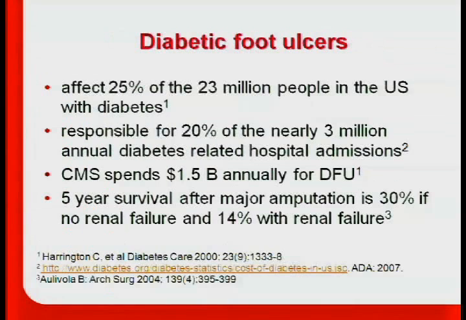It's responsible for nearly 20% of the 3 million admissions among patients with diabetes. It's estimated, and this number is probably low, I've seen anywhere from $1.5 to $11 billion spent annually by CMS on diabetic foot ulcers. And I think people don't appreciate how sick patients are that get a foot ulcer and require amputation. The 5-year survival rate after a major amputation, which is anything more than the foot, so below the knee or above the knee, is 30%. And that's if they don't have renal failure. If they have renal failure, the 5-year survival is 14%. So it's worse than many cancers.